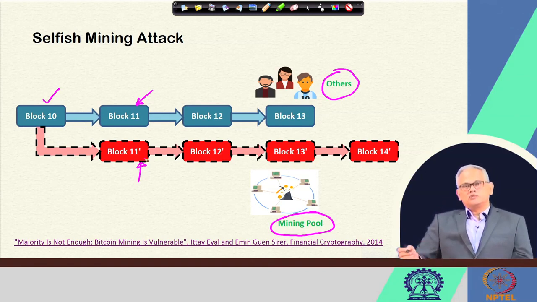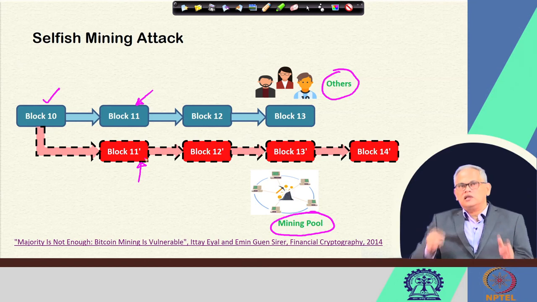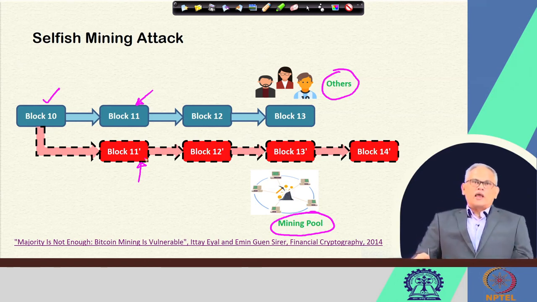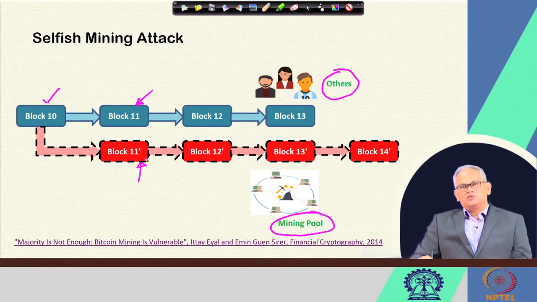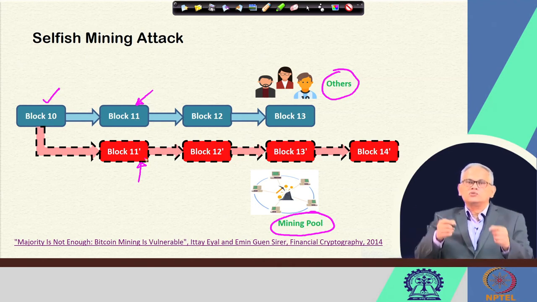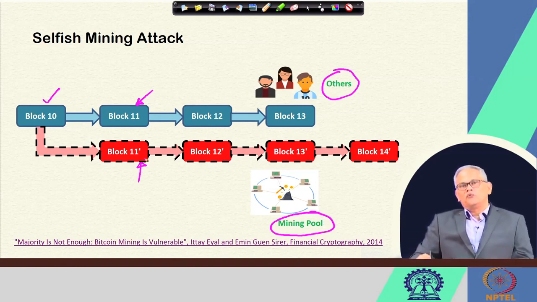And then once that becomes the longest chain, even though initially 11, 12 and 13 were generated, or mined, by the honest users, and they initially were forming part of the chain, later on this attacker mines these 4 blocks, 11 prime to 14 prime, and now suddenly the attacker publishes all these 4 blocks. Then what will happen? This now will have 4 blocks added after block 10, while the existing one will have 3 blocks added after block 10.